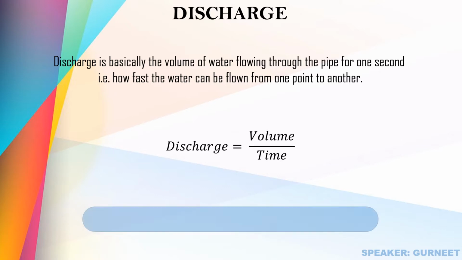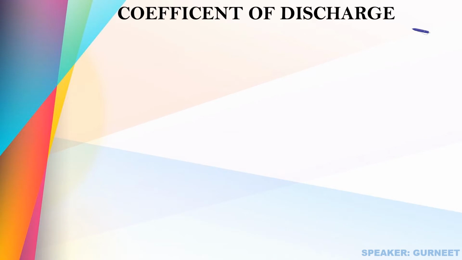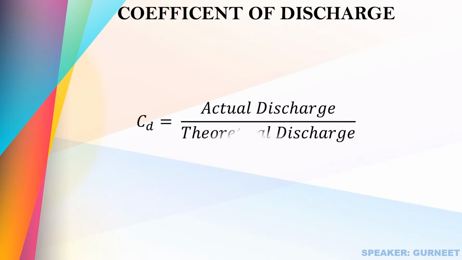So to measure the discharge, we need a special device which is to be fit in between the flow of pipe. In this experiment, we will find out the coefficient of discharge, that is CD, which has the formula CD is equal to actual discharge upon theoretical discharge.